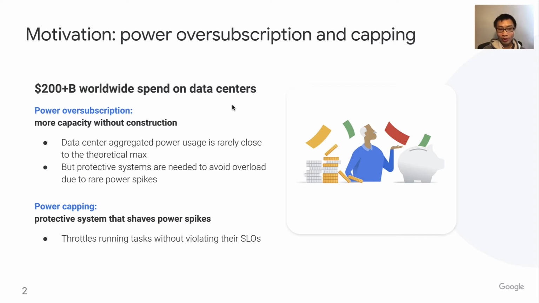However, power spikes are rare, but they are not impossible. So we need a protective system to avoid overloading the power equipment due to rare power spikes. Power capping is such a protective system. It shaves power spikes by throttling tasks running in a data center. But it has to do so without violating the tasks' service level objectives, or SLOs.